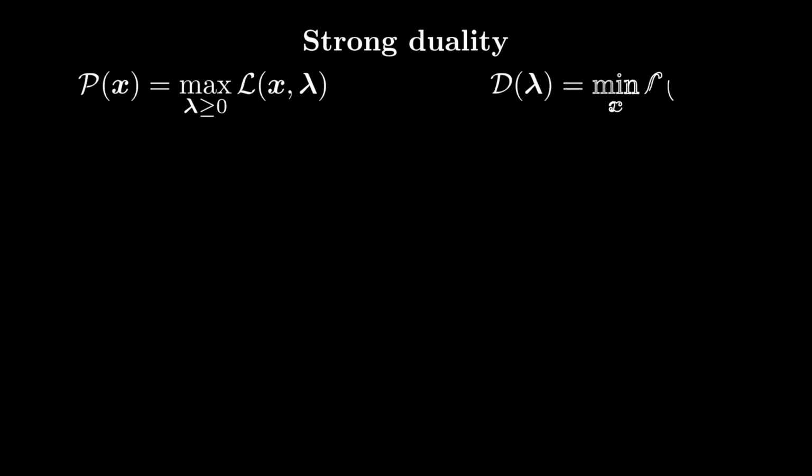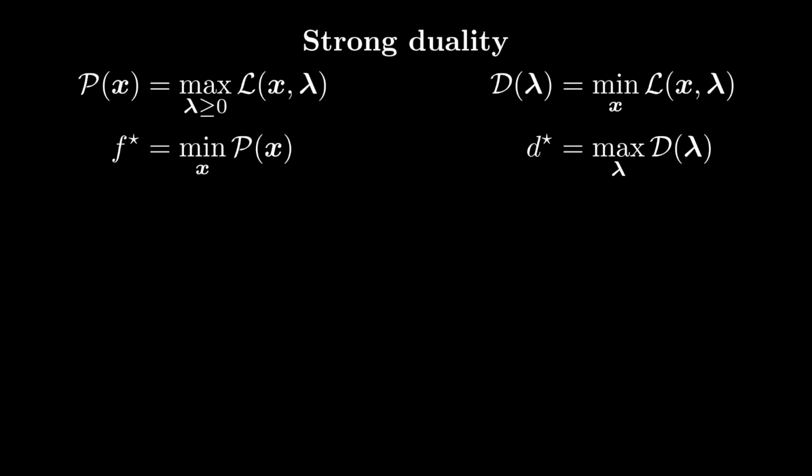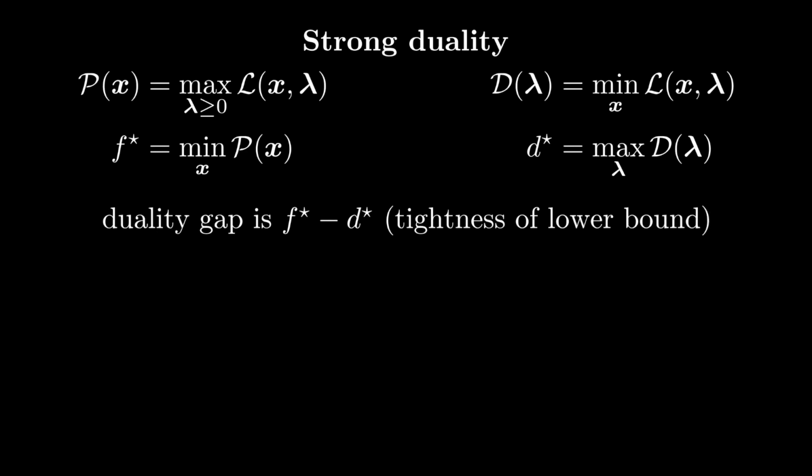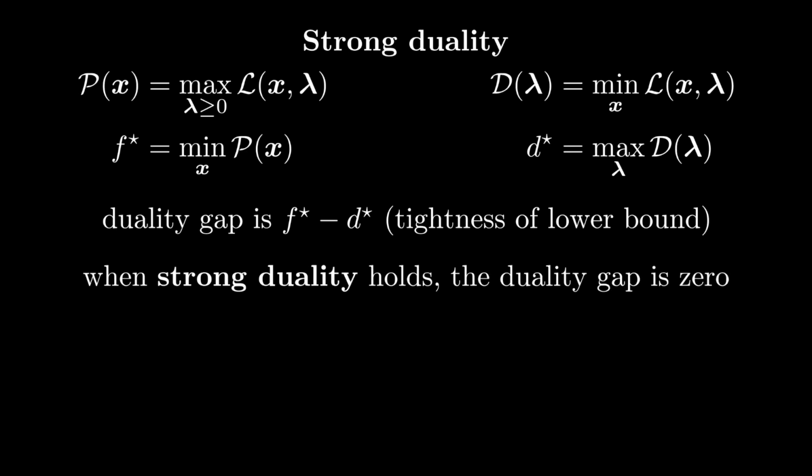So now we have these two related problems, the primal and the dual. Let's imagine that we look at the value after we solve each of these, and in the primal we get an f star, in the dual we get a d star. The duality gap is the difference between these two optima. It reflects the tightness of the lower bound provided on this problem by the max-min inequality.